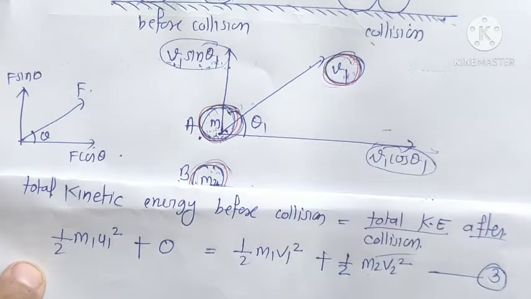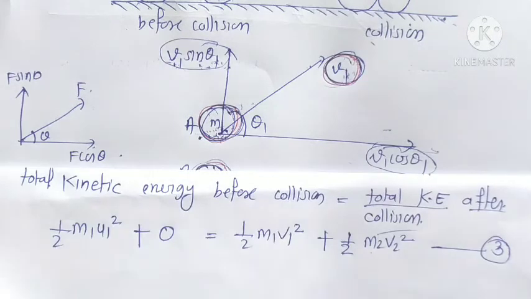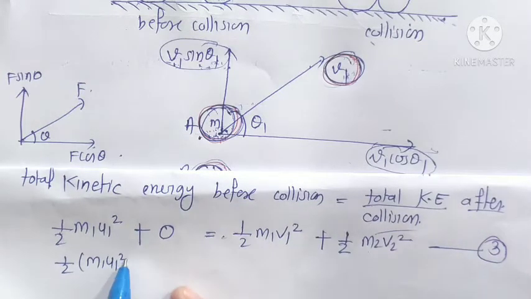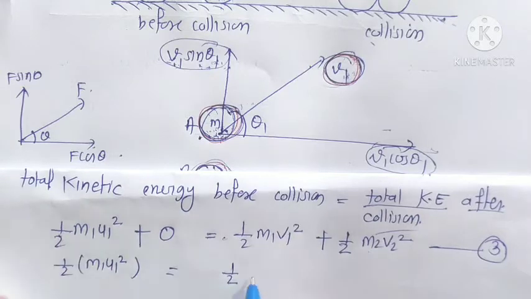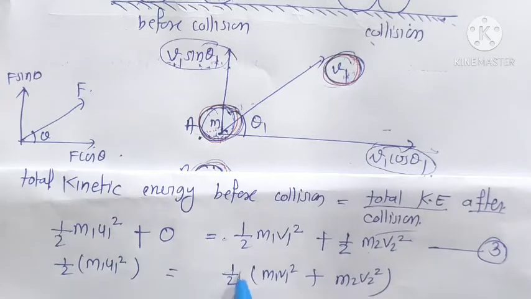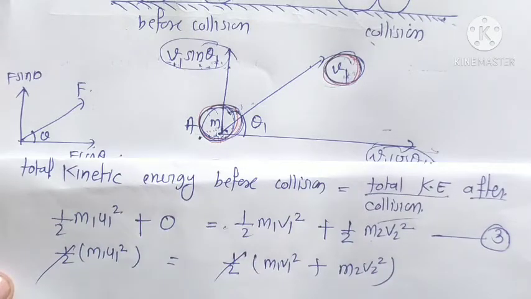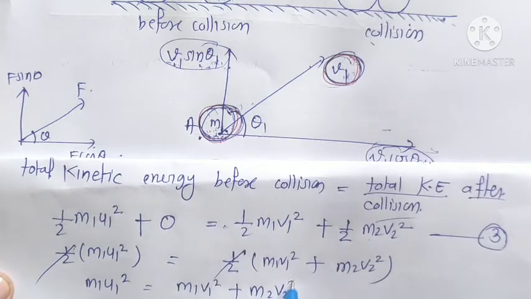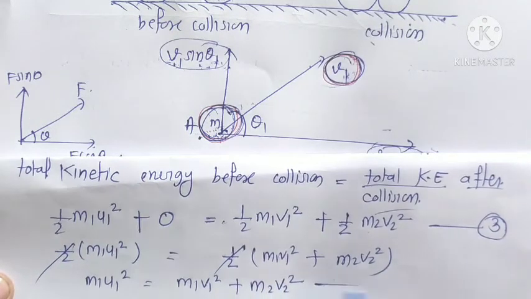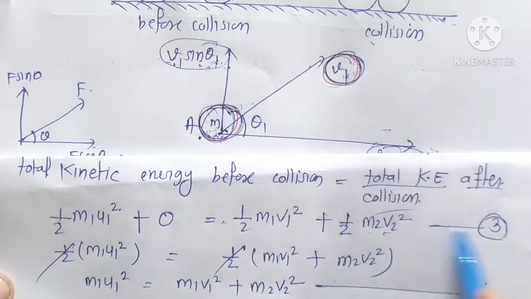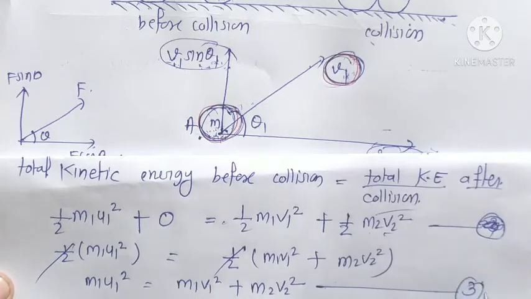We take half common on both sides, and the halves cancel each other. So what is left is m1 u1 square is equal to m1 v1 square plus m2 v2 square. This is equation number 3.